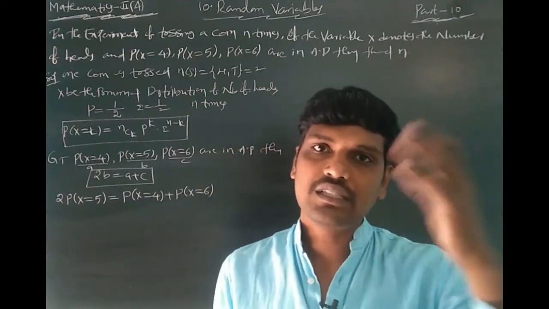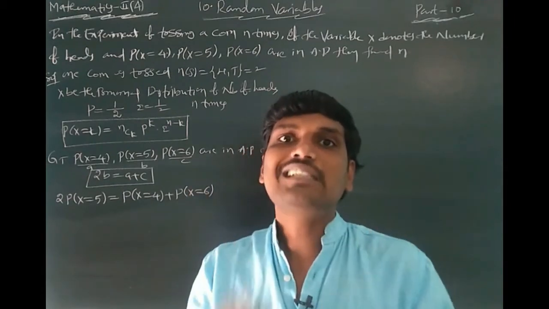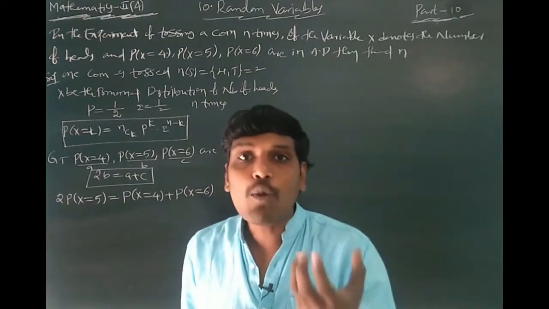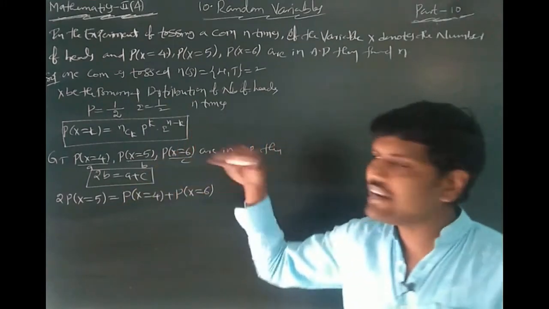One coin is tossed, that is also 1 by 2. You get p and n. Here n is what? n is the number of times. How many times can you do this experiment? n times. That's why the n value is here.